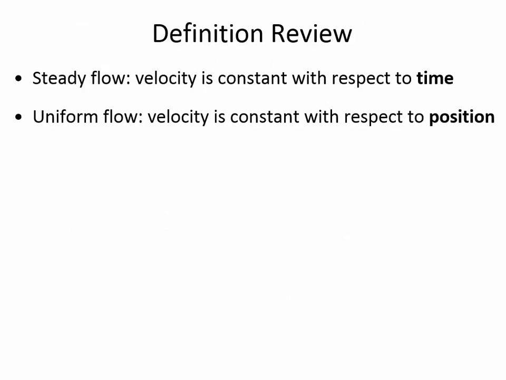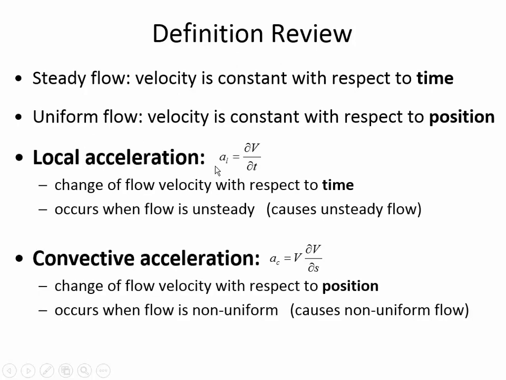So let's just refresh our idea of a few definitions. First of all, steady flow is when velocity is constant with respect to time. Uniform flow is when velocity is constant with respect to position. Now, local acceleration, which we talked about today, that's the standard idea of acceleration most people have, and that's just how velocity is changing over time. So that's the rocket sled moving forward, or the really fast car that can do a 0 to 60 in a certain amount of time.